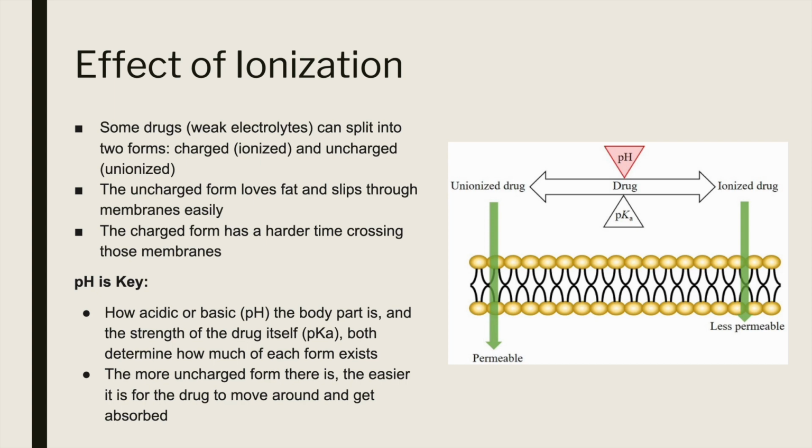So the more uncharged of a form there is, the easier it is for that drug to move around and get absorbed. So remember, uncharged or unionized, those are the same thing. Charged and ionized are the same thing. Unionized drugs are going to slip through more easily, and the ionized form is going to be less likely to go through. And again, remember, drugs can split into both forms. So that's what we're looking at. So when a drug splits, how much ionized form versus unionized form is going to determine how likely it is to be able to move through those lipid-heavy membranes.